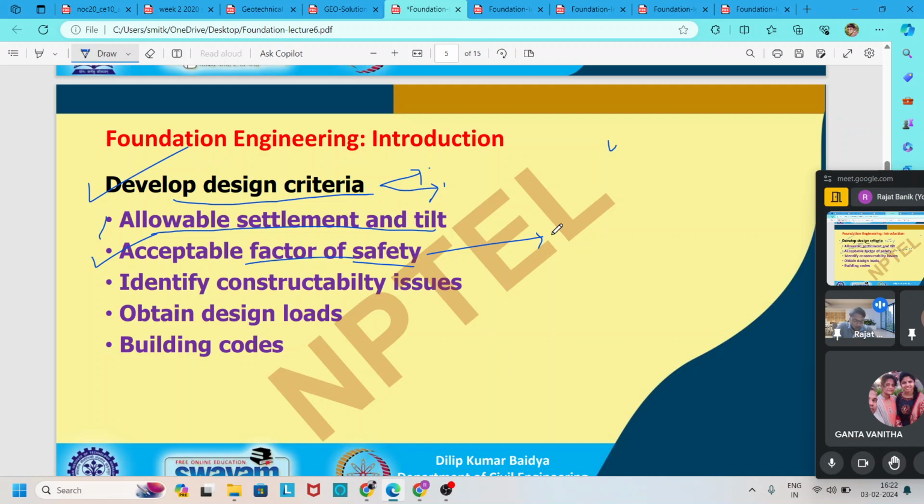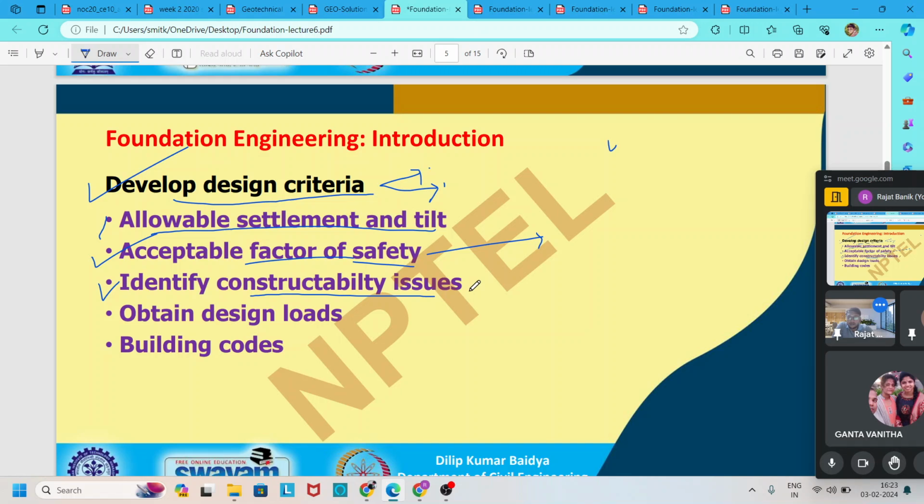We cannot tell what will happen in the next 2 minutes or the next 2 hours in this type of soil. It is very uncertain because the properties of the soil gradually change through the soil layer. So for this we need some factors to address these uncertainties. Then identify the constructability issues. That means if we choose a shallow foundation, we need to check whether it is suitable for this type of soil or not.